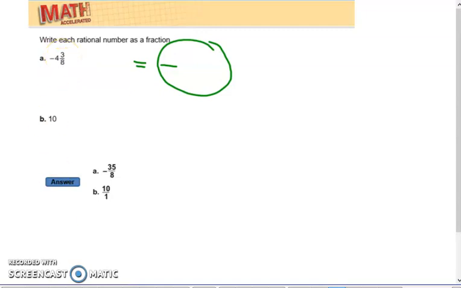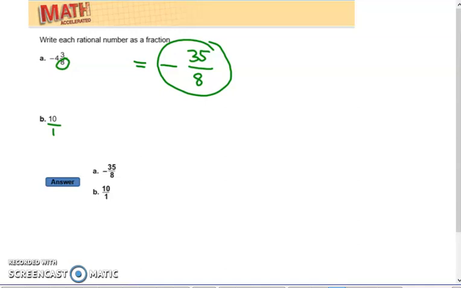So it's a negative 35 on top, and then you still keep the same exact denominator that you had before, and so that will take care of that. So we got negative 35. Oh, forget the answer there. Sorry. Anyways, this right here is 10, so you just put 10 over 1 because they want a fraction.